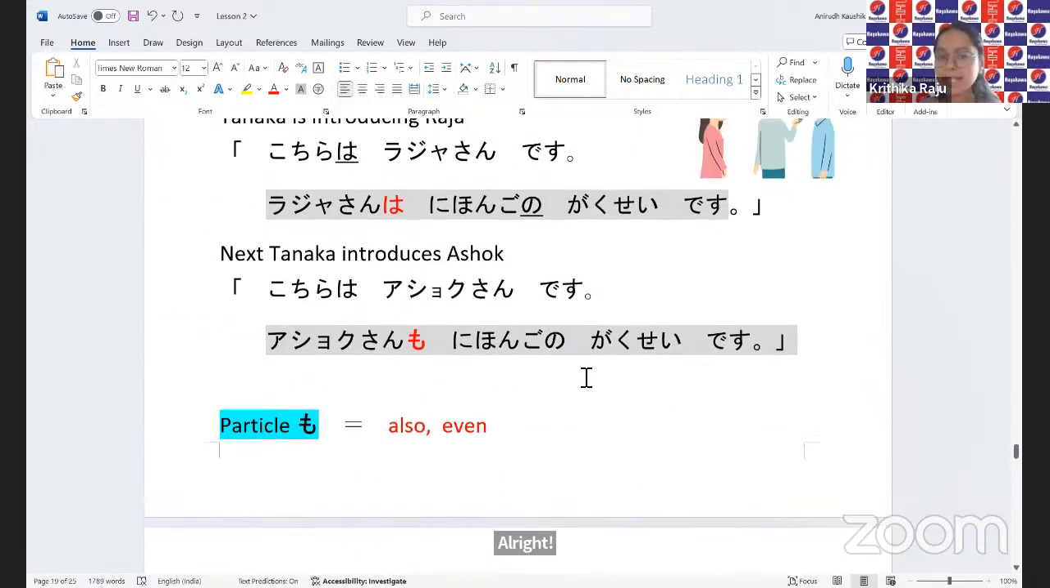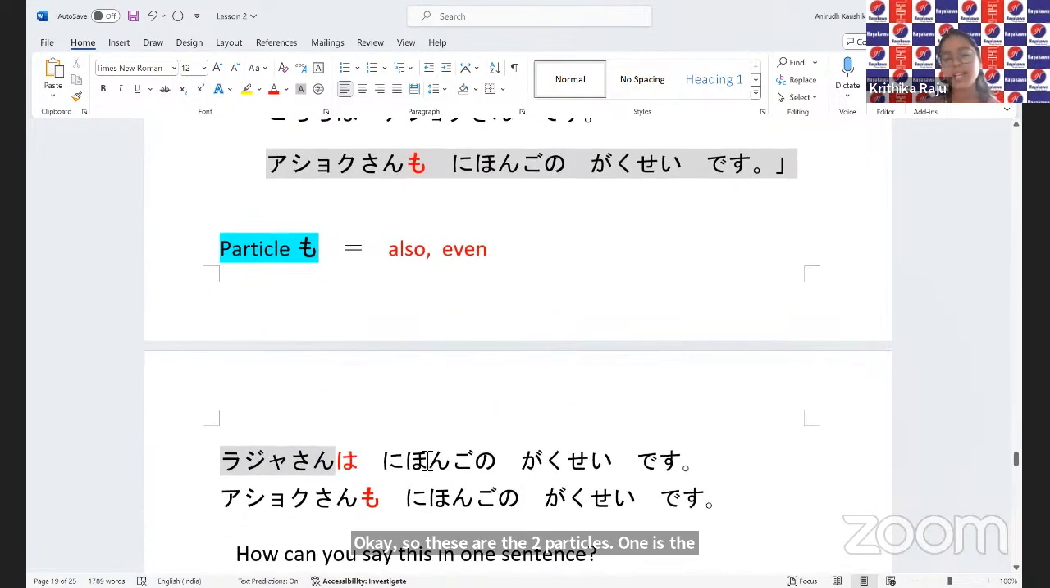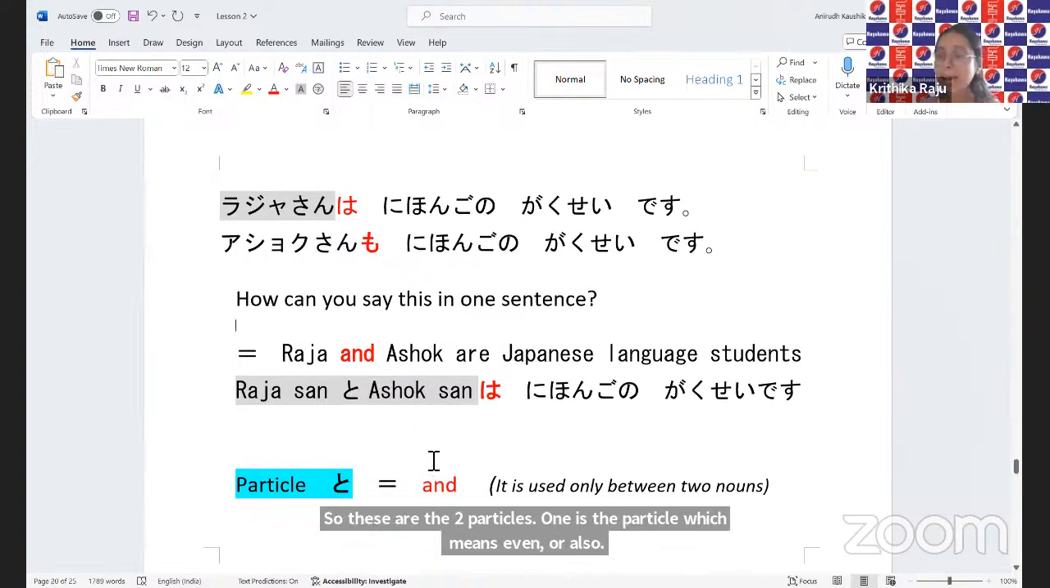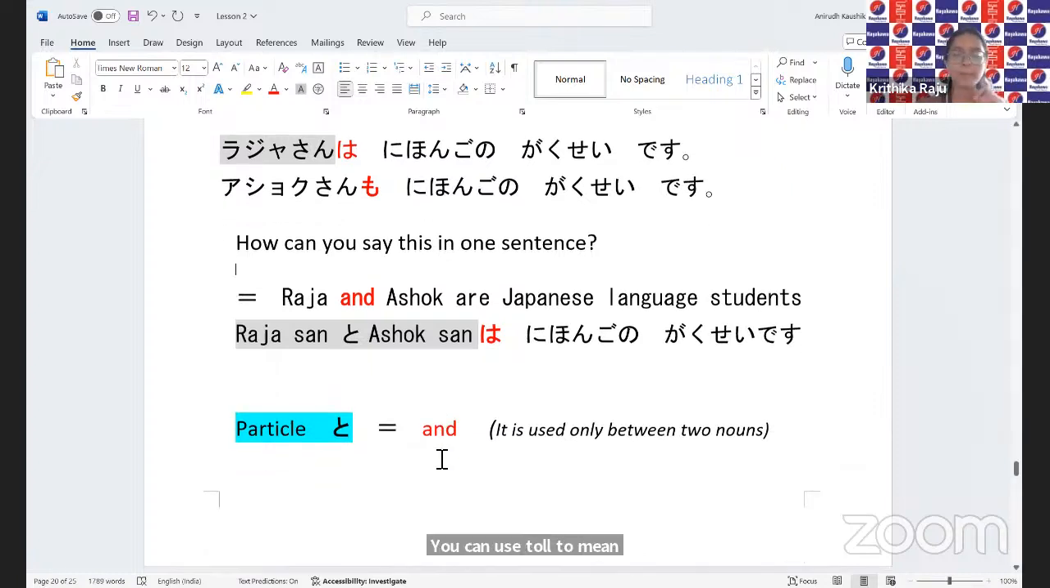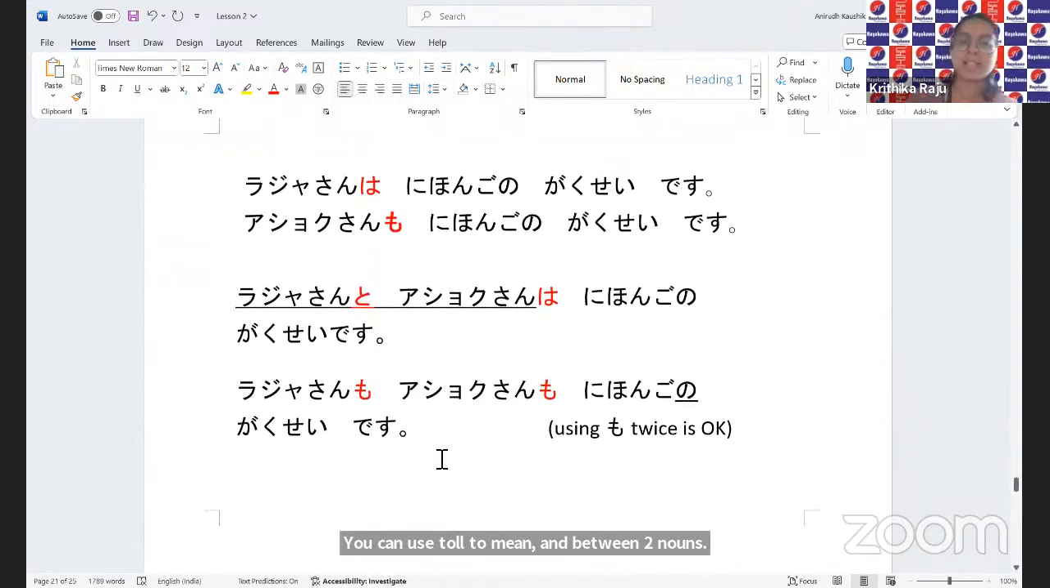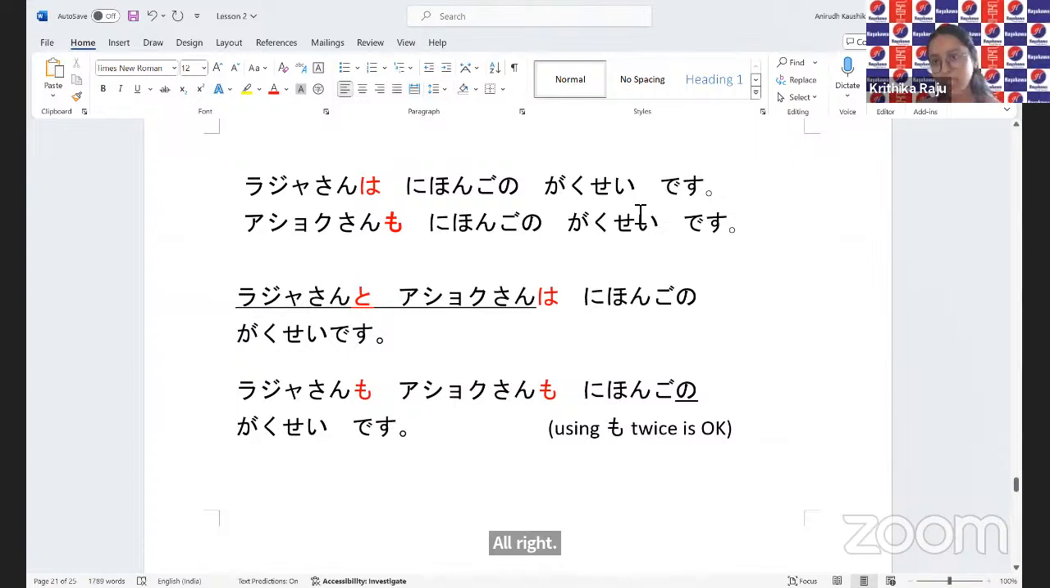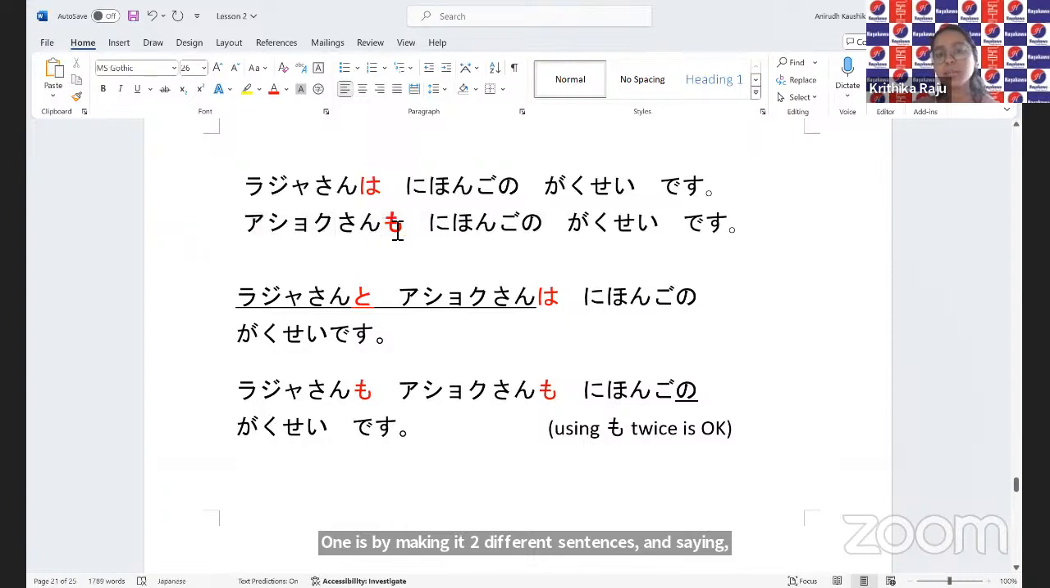Okay, so these are the two particles. One is the particle mo, which means even or also. And the next is the particle to, which is and. In a sentence, you can use to mean and between two nouns. So these are the possible ways in which you can communicate that sentence. One is by making it two different sentences: Raja-san wa Nihongo no gakusei desu, and then Ashok-san mo Nihongo no gakusei desu. The other way will be Raja-san to Ashok-san wa Nihongo no gakusei desu. This is what we saw, right?